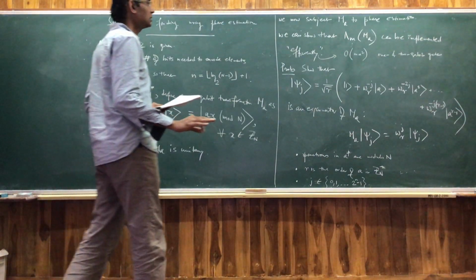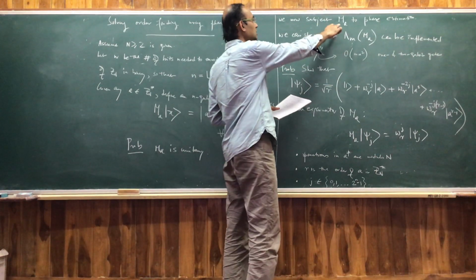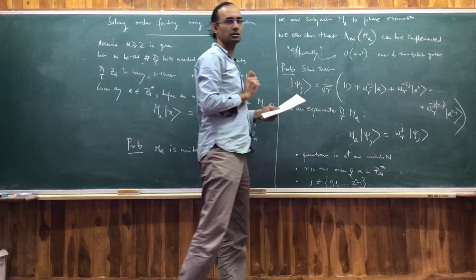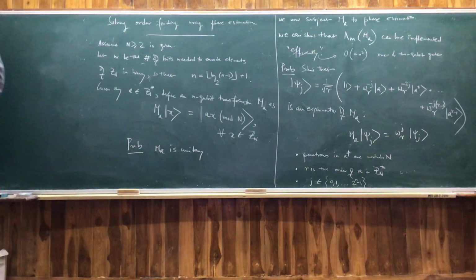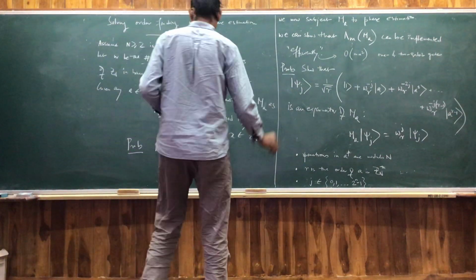We have said that we will subject this thing to phase estimation, but that means somebody will give us an eigenvector of MA and we will be estimating its phase. Which eigenvector are we given? These are the eigenvectors.